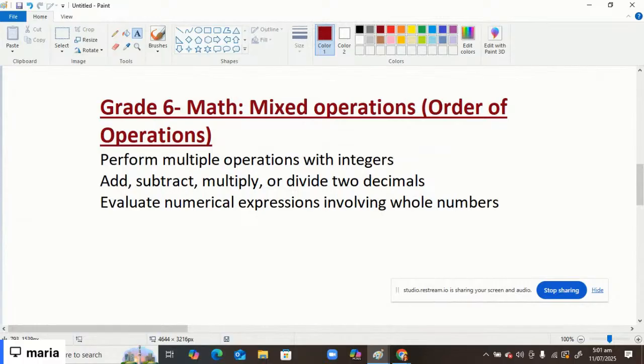Today we are here for grade 6 maths. The chapter we discuss today is mixed operations, order of operations: perform multiple operations with integers, add, subtract, multiply or divide two decimals, and evaluate numerical expressions involving whole numbers.